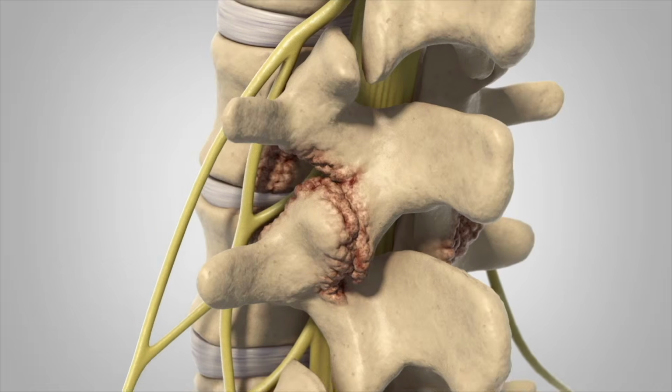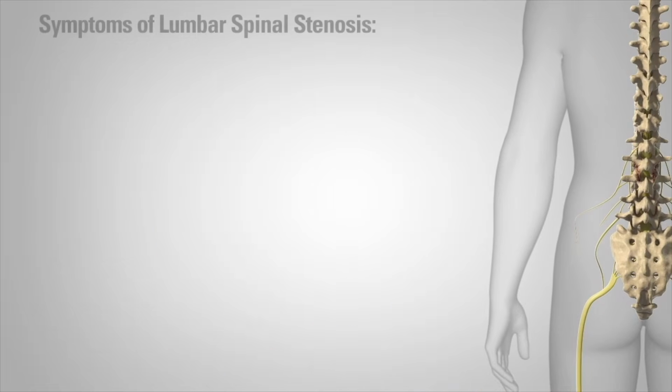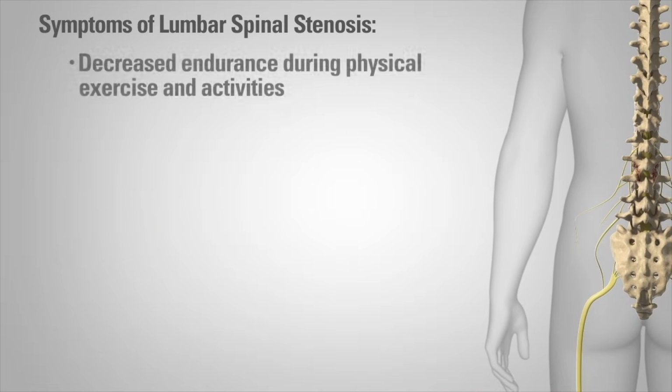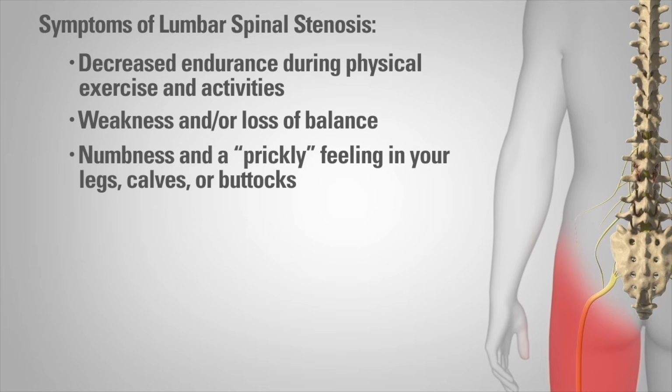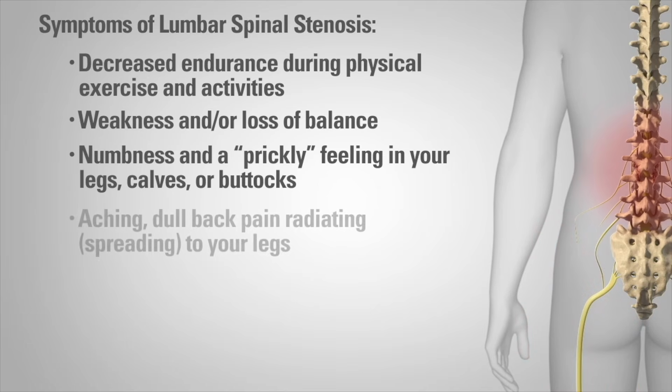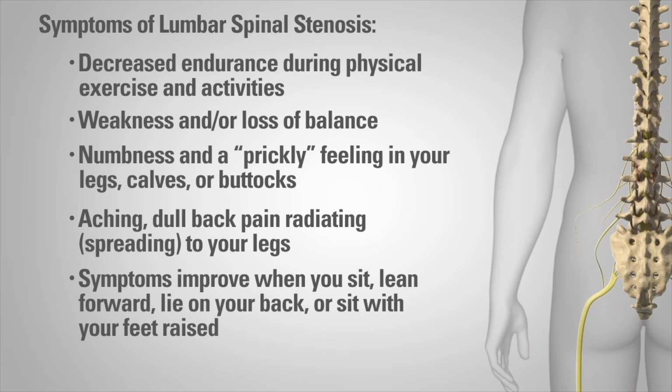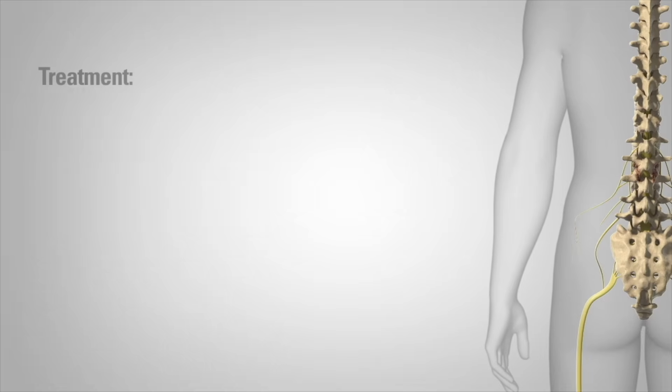The symptoms of lumbar spinal stenosis include decreased endurance during physical exercise and activity, weakness or loss of balance, numbness and a prickly feeling in your legs, calves or buttocks. You may experience aching or dull back pain radiating to your legs. These symptoms may improve when you sit down or lean forward or lie on your back or sit with your feet raised. You may experience neurogenic claudication. If you're experiencing any of these symptoms, you may visit your physical therapist for correct diagnosis.